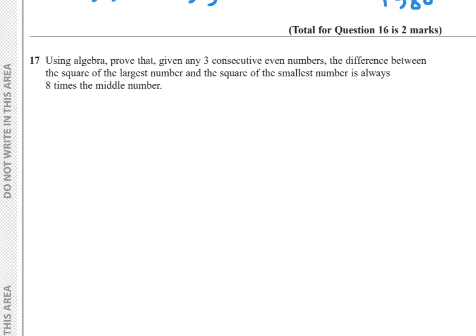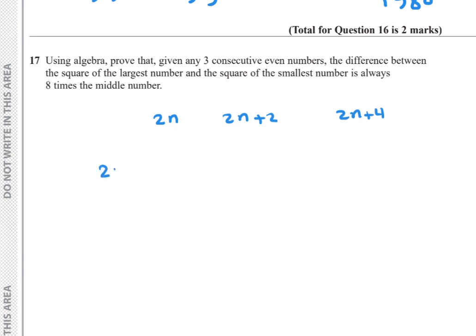Number 17. Using algebra, prove that given any 3 consecutive even numbers, the difference between the square of the largest number and the square of the smallest number is always 8 times the middle number. 3 consecutive even numbers, we can consider them 2n, 2n plus 2 and 2n plus 4. We need to find the difference between the square of the largest and the square of the smallest.